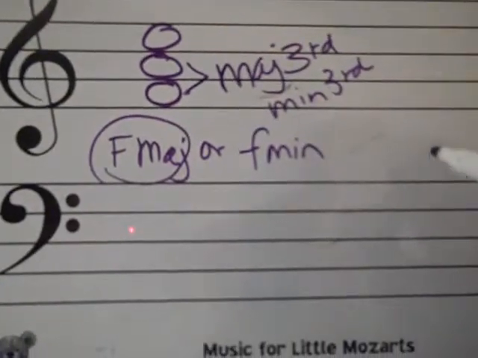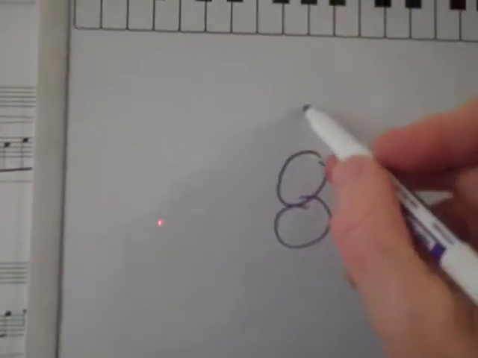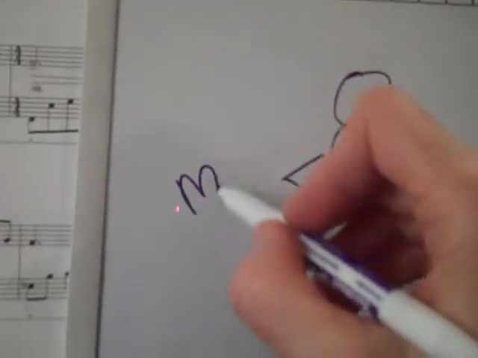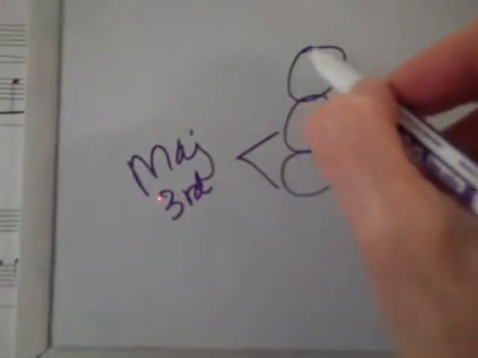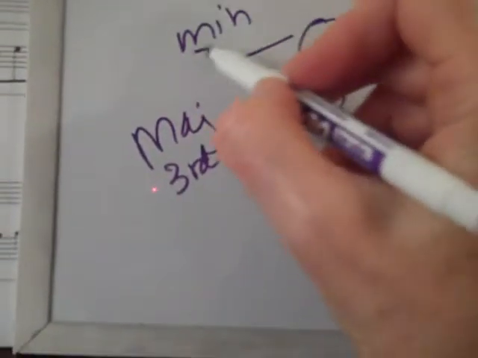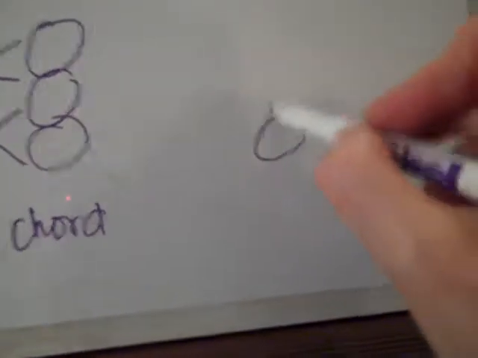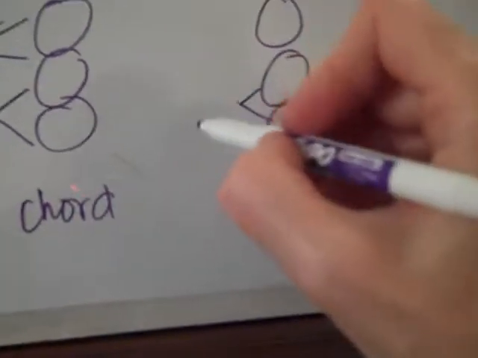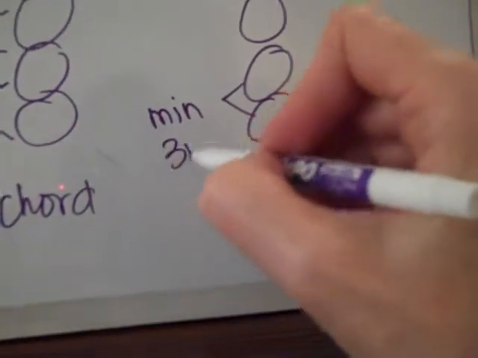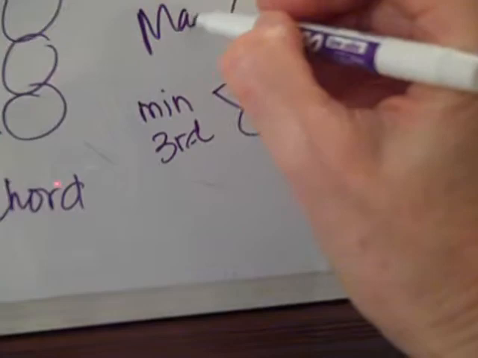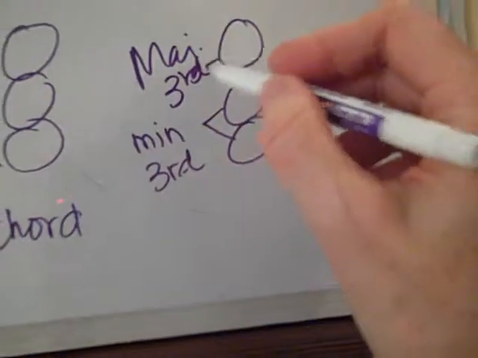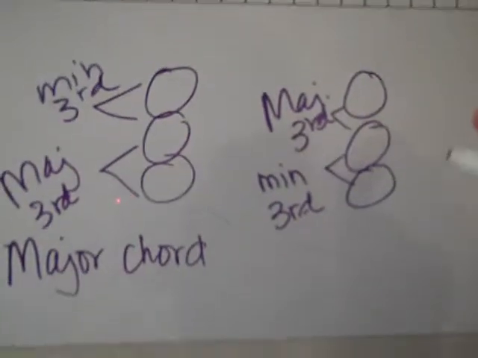Because in a major chord, usually I do this on this side, for those of you who have done this in your lesson before. For a major chord, you're going to have a major third here, and then a minor third on the top. And that is for a major chord. For a minor chord, we just flip-flop that, and you have a minor third on the bottom and a major third on the top. Those are your 2 basic chords, major and minor.